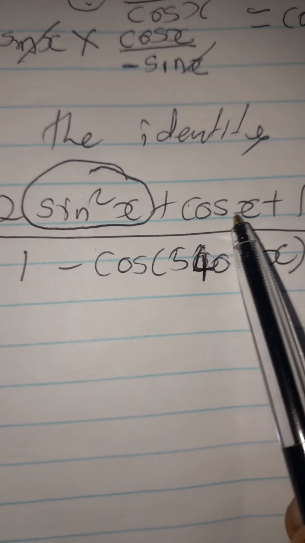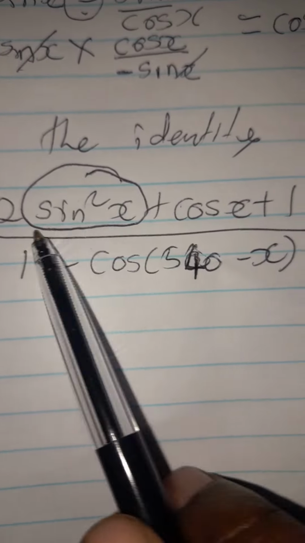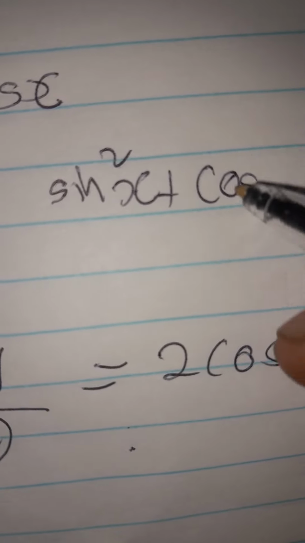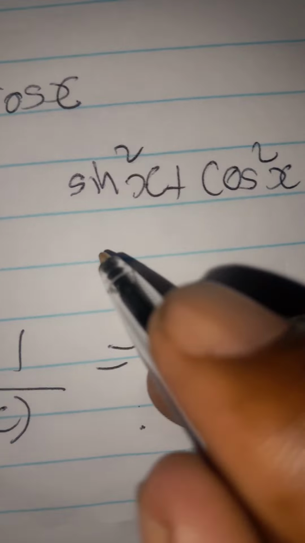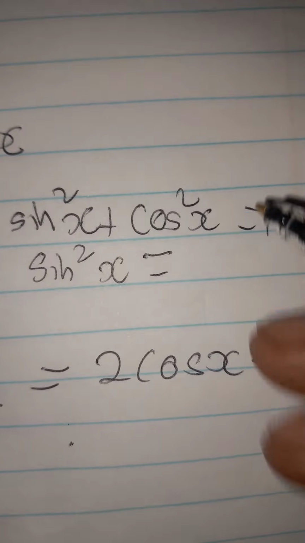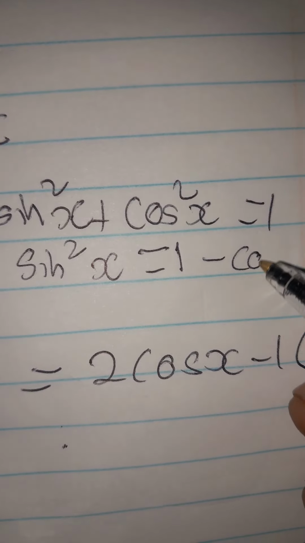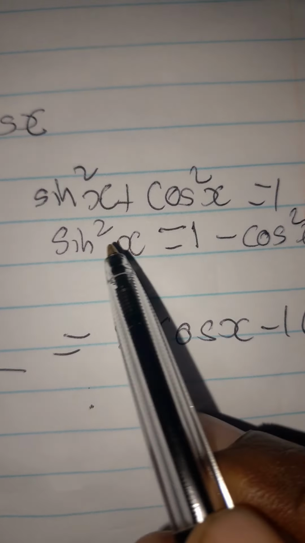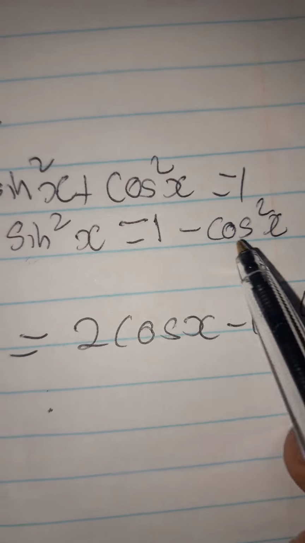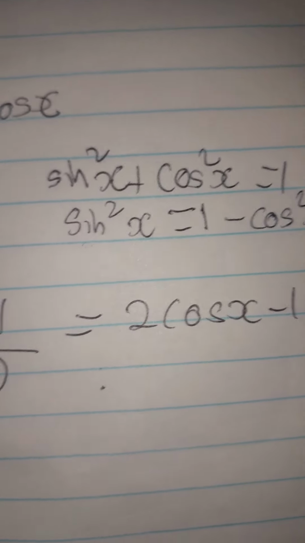So remember here, since there's cos, we can write the numerator in terms of cos, right? So we can change sine squared. What is sine squared? Remember that sine squared plus cos squared equals 1. This is the square identity. For us to make sine squared the subject, we are going to transpose cos squared to the other side. So it's going to be 1 minus cos squared x. Meaning where we see sine squared x, we can put 1 minus cos squared x.